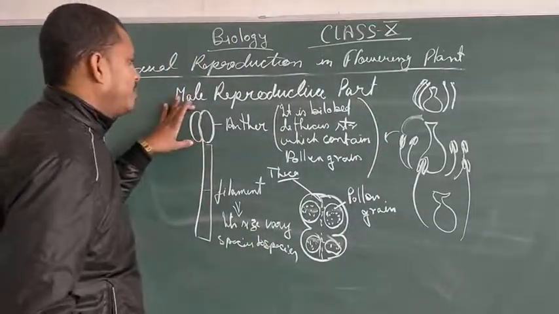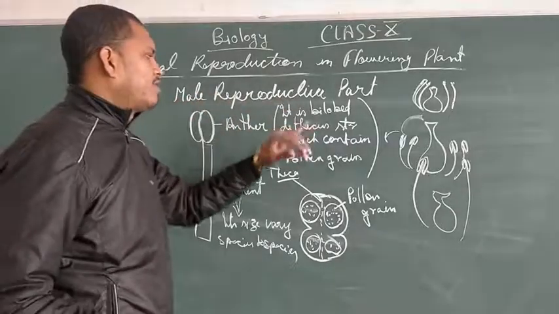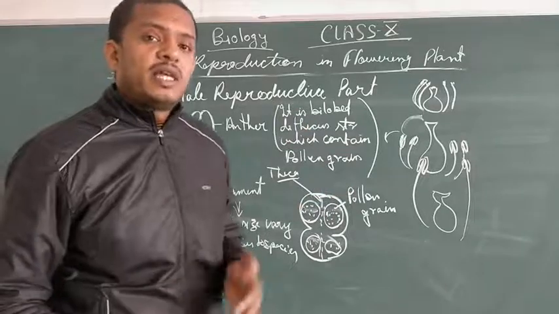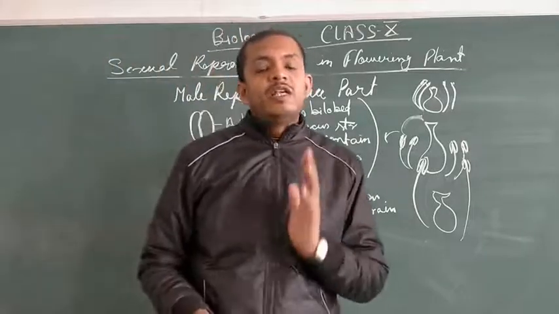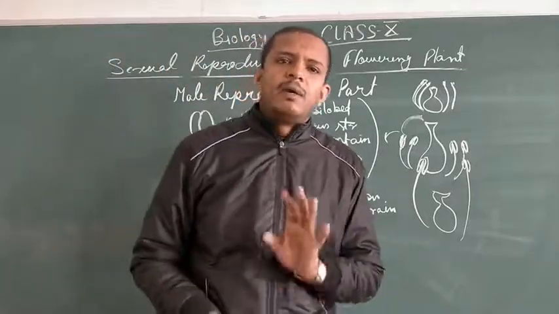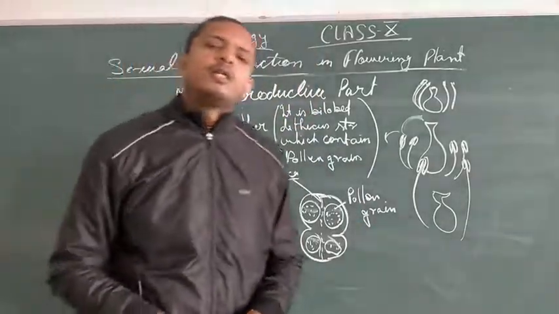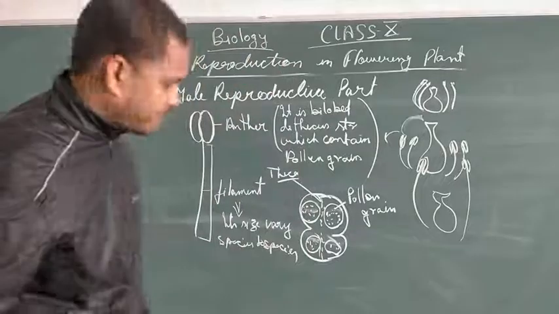This is the main reproductive part, and then there is the bilobed dithecous structure, the anther, which contains pollen grain. This pollen grain contains the male gamete. Now we will discuss a typical structure of pollen grain.